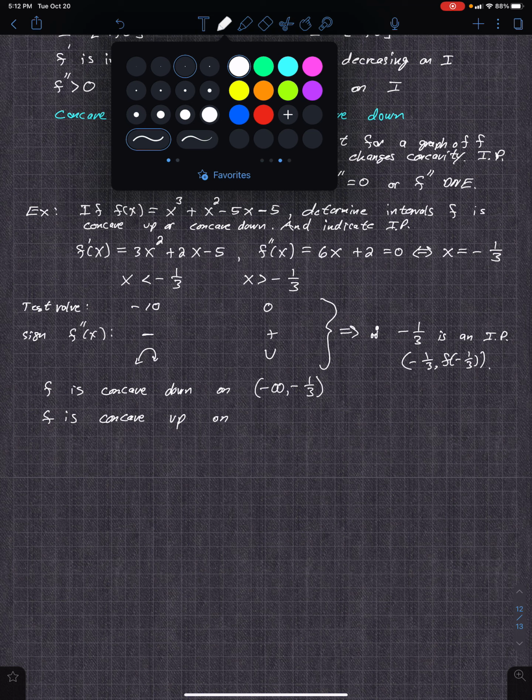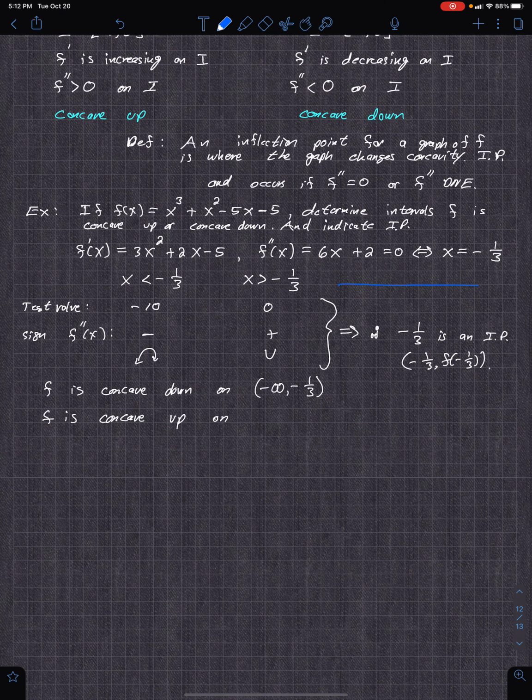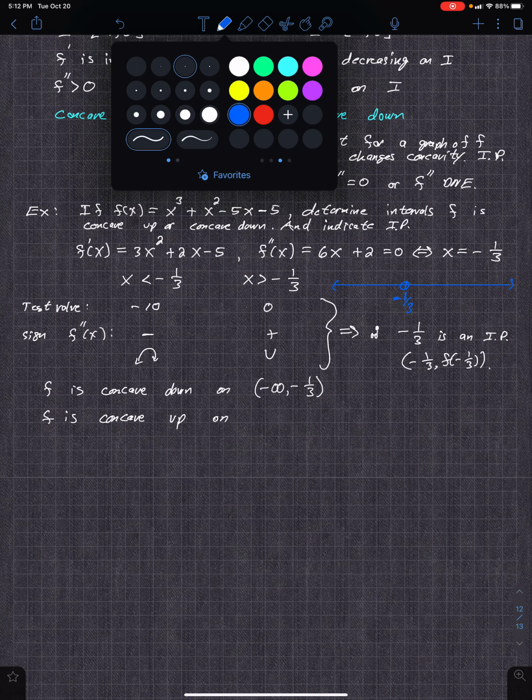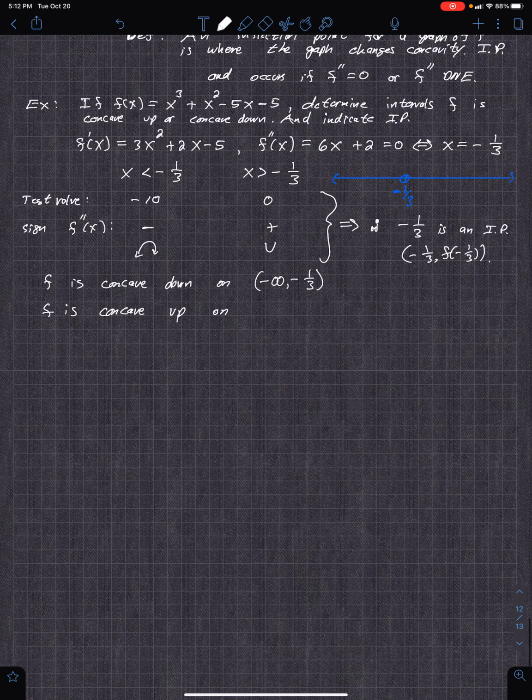I don't want to get too complicated here, but basically you're just looking at an interval number line, and you're testing at -1/3 here, and you're going to the left and right of that because that's where we know it changes sign. There's only one to test here. All right, so then it's concave up everywhere else. So that's -1/3 and then approaching infinity.